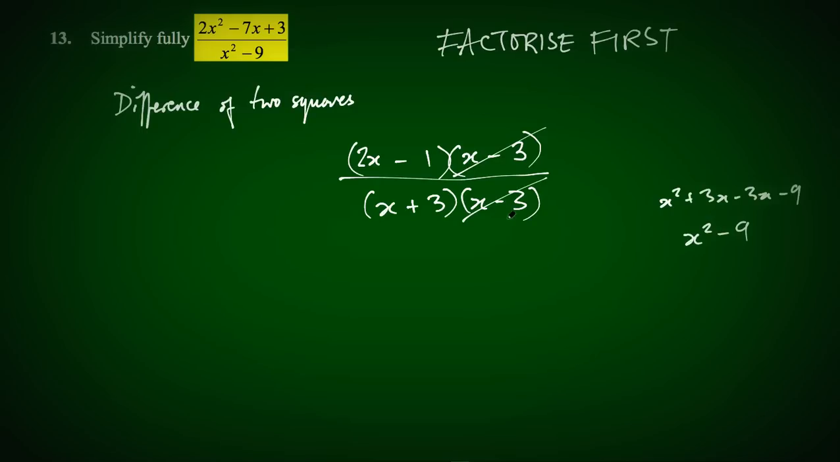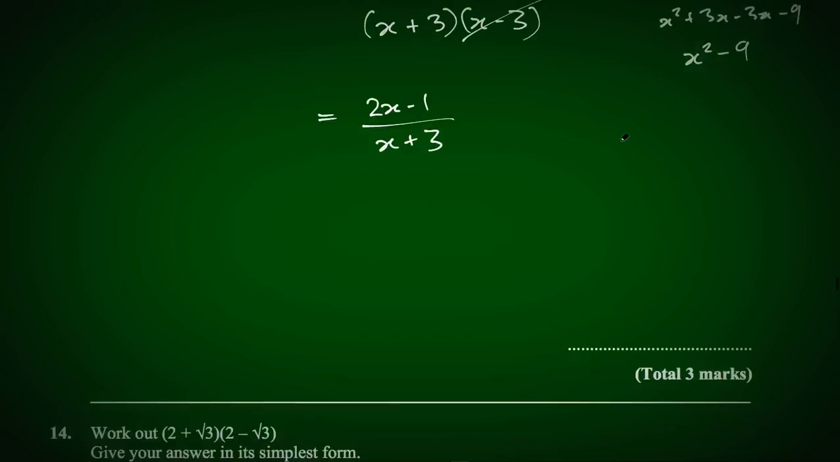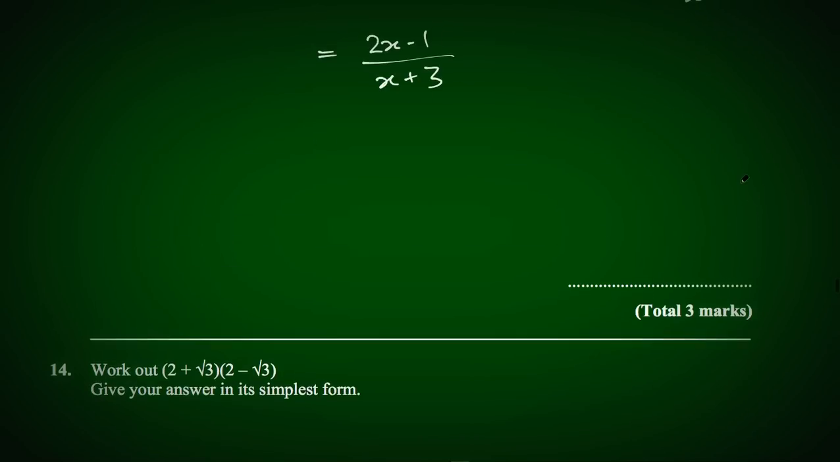Cancel the common factors. So the simplified version is 2x minus 1 over x plus 3. And I can't simplify that any further, because I can't factorize the top any further, and I can't factorize the bottom any further. Just put that on my answer line, 2x minus 1 over x plus 3.